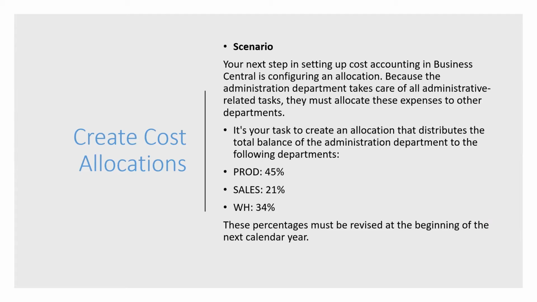In this exercise, once I have generated my first cost center, so I can take my idea how this works, the next step is setting up, in this scenario, let me just read the example. The next step in setting up the cost accounting in Business Central is configuring an allocation, because the administration department takes care of all administrative related tasks. So they must allocate these expenses to other departments, okay? It's your task to create an allocation that distributes the total balance of the administrative department to the following departments: production 45%, sales 21%, and 34% for warehouse. These percentages must be revised at the beginning of the next calendar year.